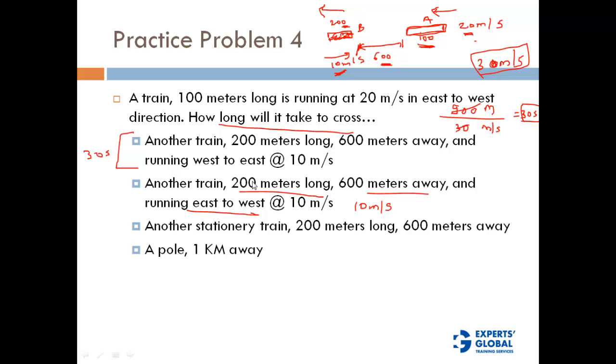So again the same thing. How long will the original train take to cross this new train? It will have to travel the 600 meters, it will have to travel this 200 meters, it will also have to travel its own length. So that is again going to be 900 meters. 900 meters divided by 10 meters per second is going to be 90 seconds is the answer.